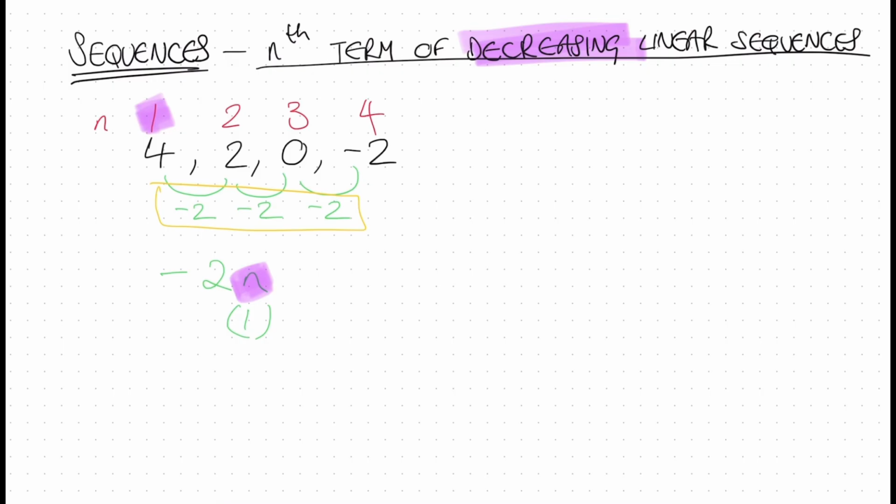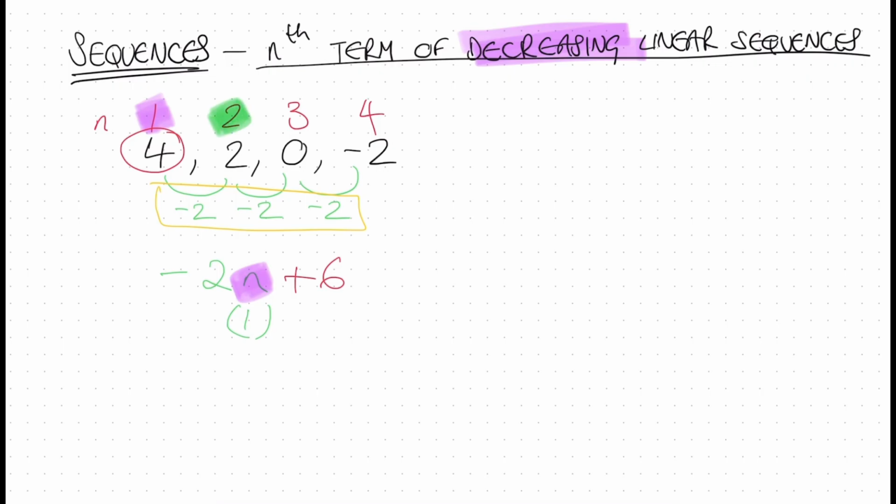And then we've got to look to see what do we add on to that to get to this number underneath the 1, which is 4. So at the moment, we've got minus 2 times by 1 is minus 2. We've got to add on 6 in order to get to that 4, which should mean that our formula is minus 2n plus 6. We can check this by looking at the second term, n equals 2.